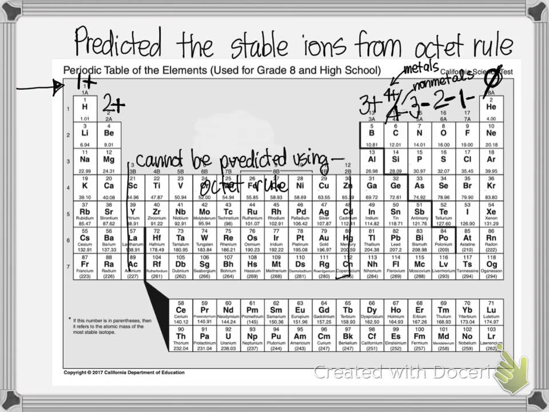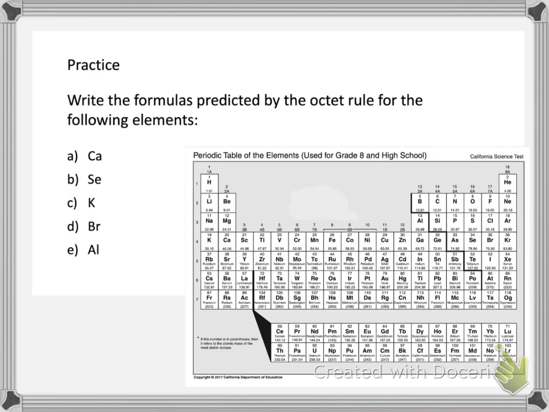I have one last slide so you can see how you would apply this pattern. So I have a periodic table here, and I'm going to write my predicted charges across the top. Remember, we're not going to predict for the transition metals. They don't follow the octet rule. Okay, so that's my charges. This is what I would predict. So what I do, and I'll show you one. If you want to pause it and then you predict the others, you can.